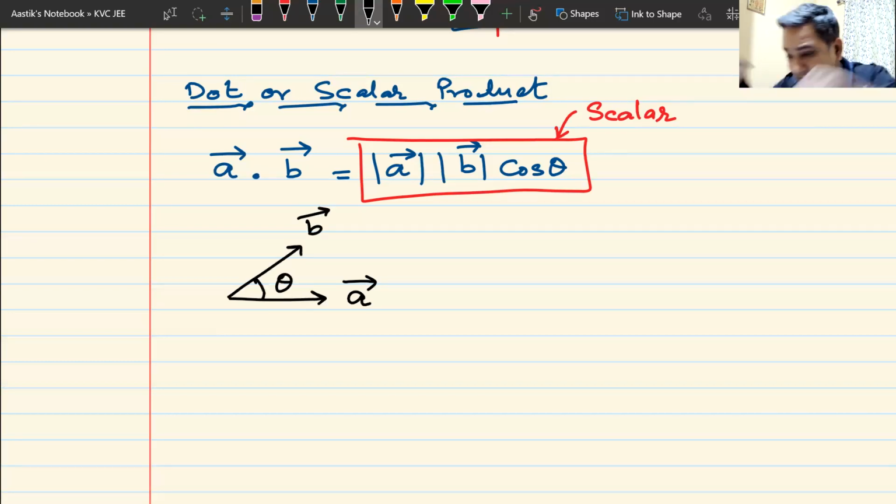Do we remember this? Can I have some raise hand that we understand this? We remember this. A vector and B vector, the angle is theta.